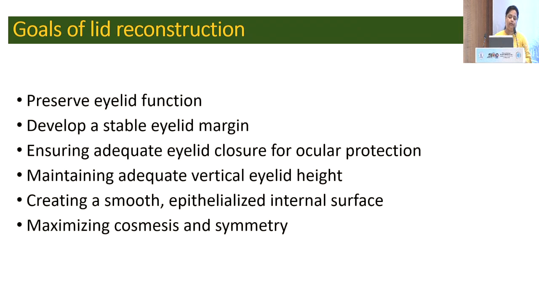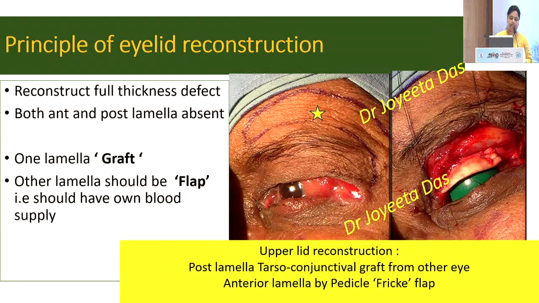Whenever we are planning a lid reconstruction, we maintain some goals: preserving eyelid function and developing a stable eyelid margin. We should ensure adequate eyelid closure for ocular protection, maintain adequate vertical lid height, and, most important, create a smooth epithelialized internal surface. We should also maximize symmetry and cosmesis.